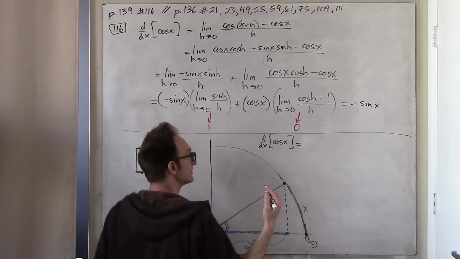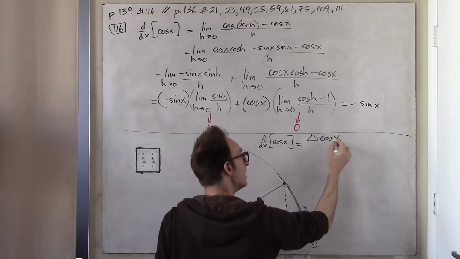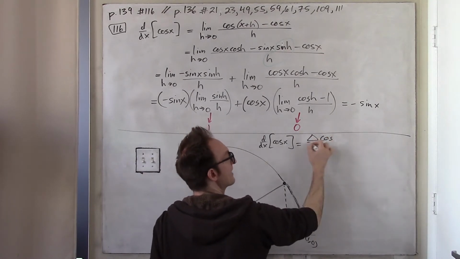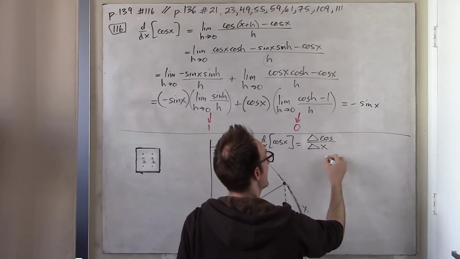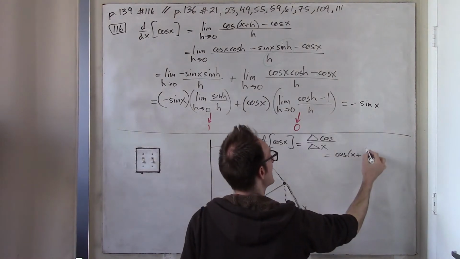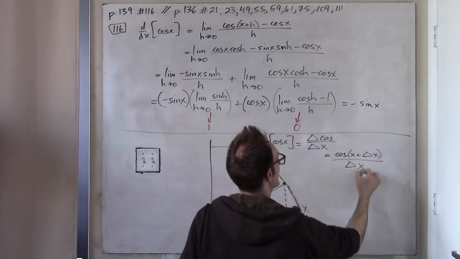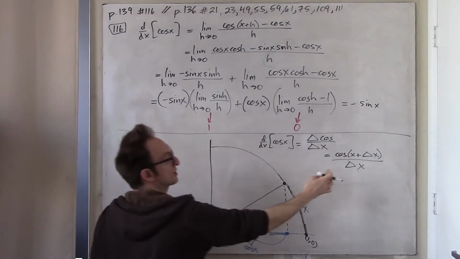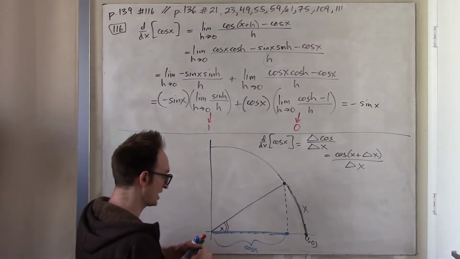So what is the derivative of cosine x? Well, it's the change in cosine with respect to a change in x. And so what does that mean? It's cosine of x plus delta x, minus cosine x, over delta x. So it's how much cosine changes with respect to an infinitesimal change in x.